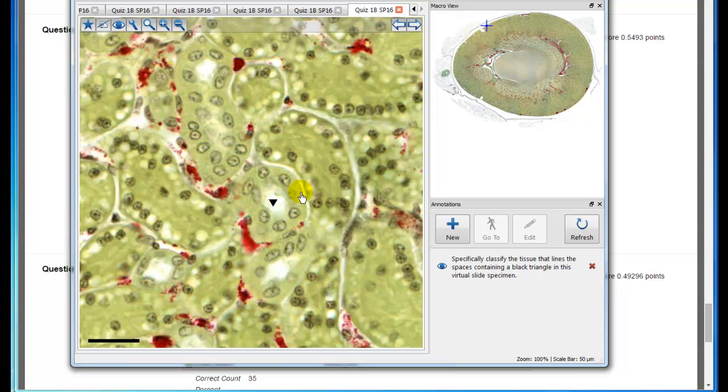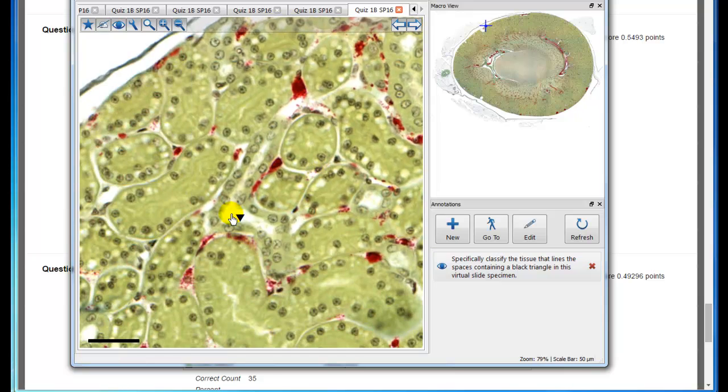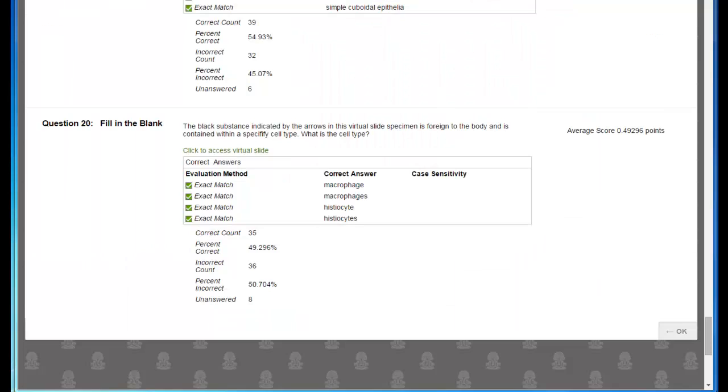Here's the limit of the cell. It's about as tall as it is wide, and the nuclei are very round. These are all indicators of simple cuboidal epithelium. We can go to, say, over here. This is another example, with the same features: a cell that is about as tall as it is wide, and the nuclei are round in a single layer. Simple cuboidal epithelium.